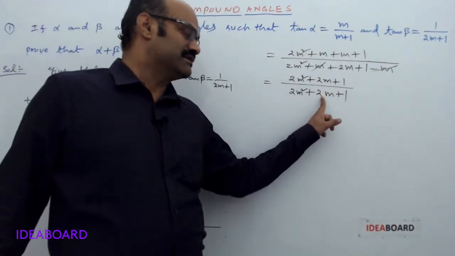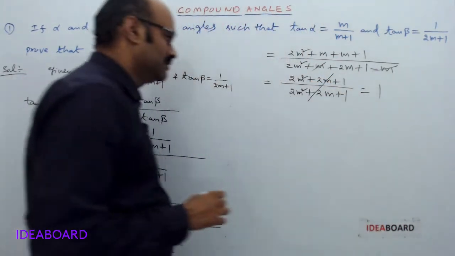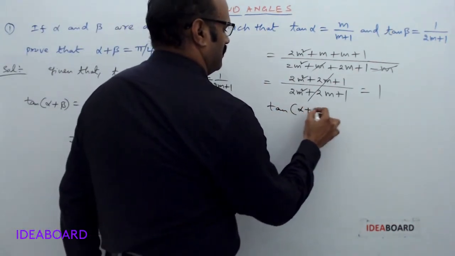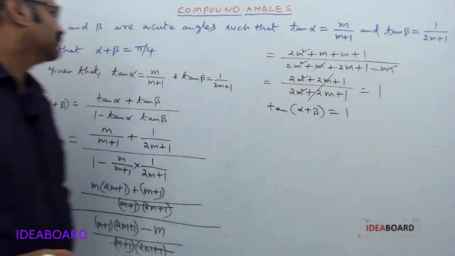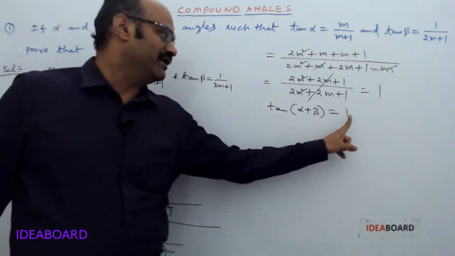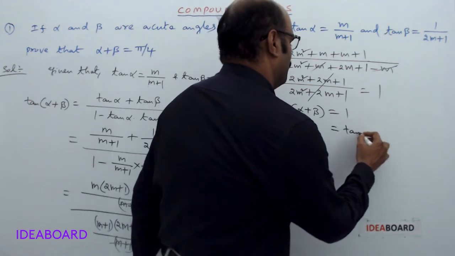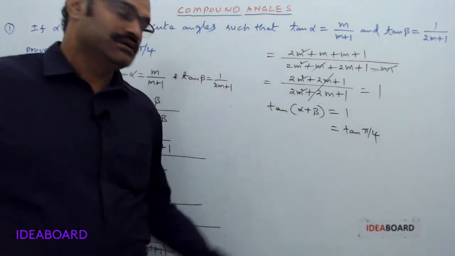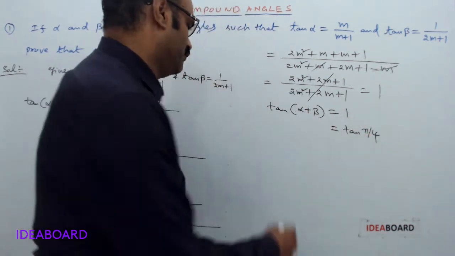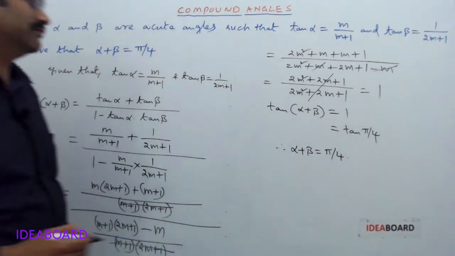Numerator and denominator are same, so we can cancel and take it as 1. So here we are getting tan of alpha plus beta equal to 1. Now we have to prove that alpha plus beta equal to pi by 4. So write 1 in terms of tan equal to tan pi by 4, so that we can take it as alpha plus beta equal to pi by 4. Therefore alpha plus beta equal to pi by 4. Hence proved.